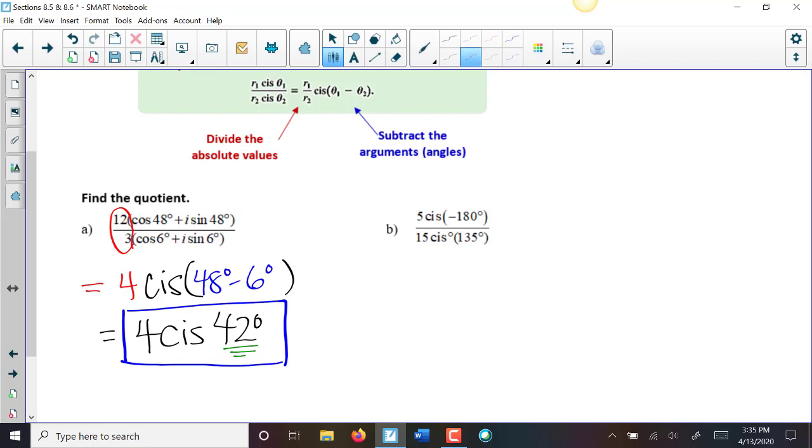All right, another one. 5 CIS negative 180 divided by 15 CIS 135. Oops, got a little extra degree symbol in there. Pretend like that's not there.